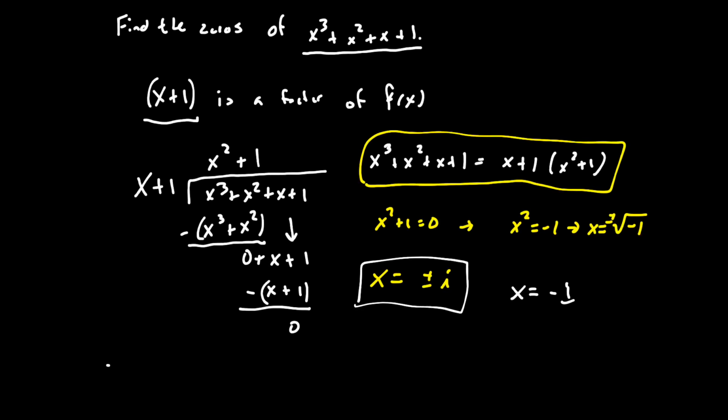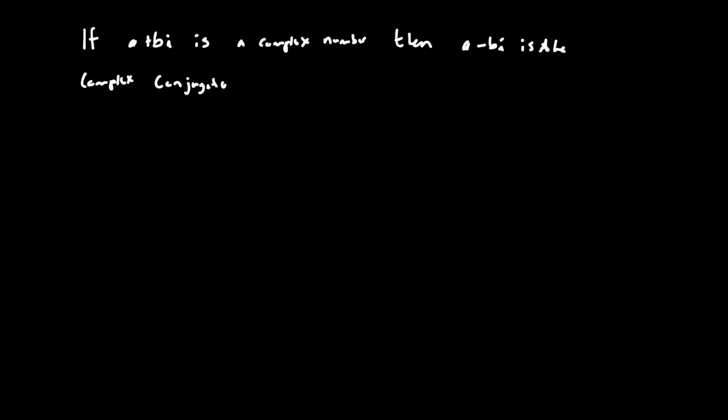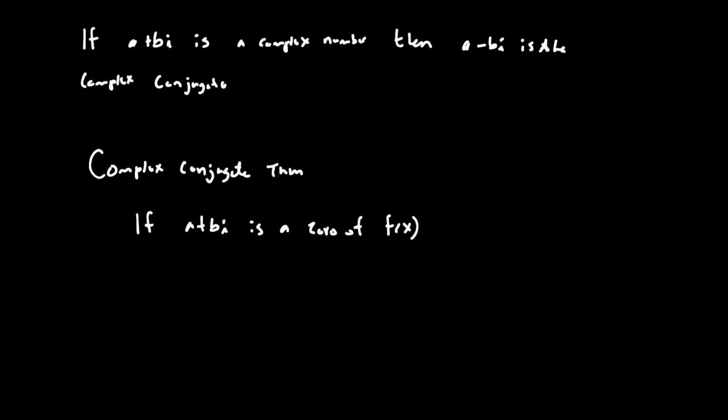Now let's review a definition for complex numbers. If a plus bi is a complex number, then a minus bi is called the complex conjugate. Now, the interesting thing about complex zeros and their complex conjugates is that they always come in pairs for zeros of a polynomial function. So if f has a complex zero of the form a plus bi, where f of x is a polynomial function, then the complex conjugate a minus bi is also a zero.